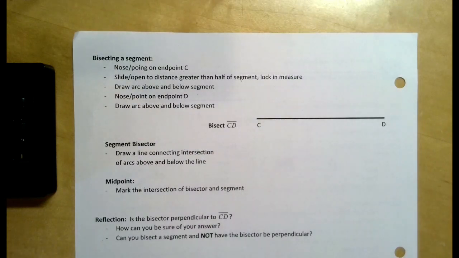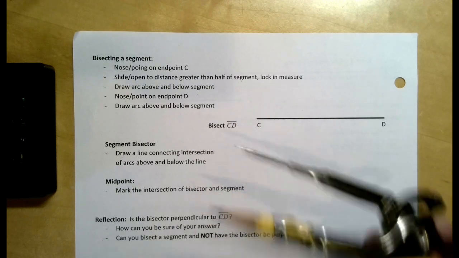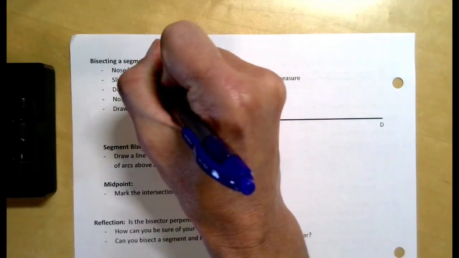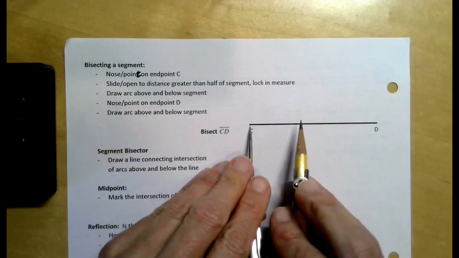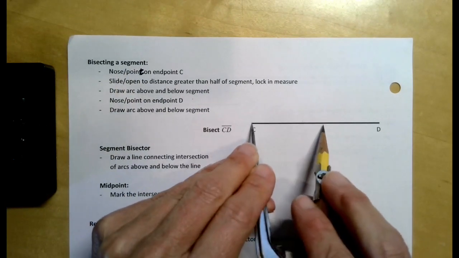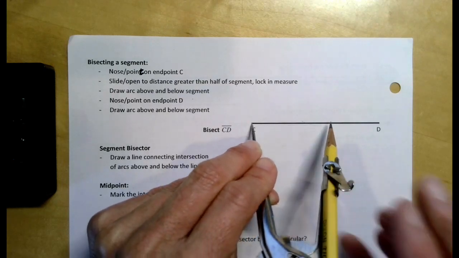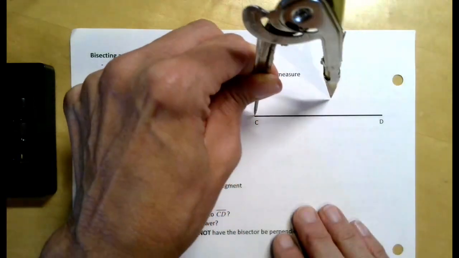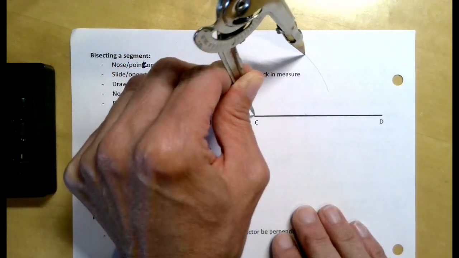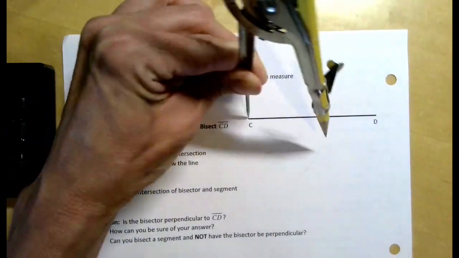Okay, so for this next construction, we're going to be bisecting a segment, and for this one, I'll use our traditional compass. So, oops, this should say point. Our point should be on endpoint C. And I'm going to slide my opening so that it's greater than half of the segment, and I'm going to lock in the measure, and then I'm going to draw an arc above and an arc below my line segment.